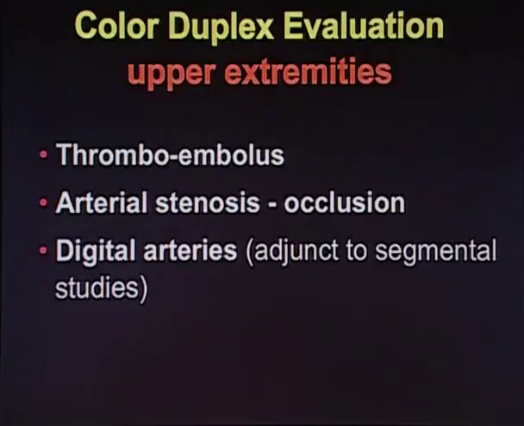Now, there is a role for duplex imaging of the upper extremities as well. Duplex imaging of the extremities is very useful for identifying thromboembolus, particularly if the embolus is large and the symptoms are acute. We can often trace down and find the exact site where an embolus is lodged in a large artery. Also, we can look specifically for whether an artery is stenosed or occluded.